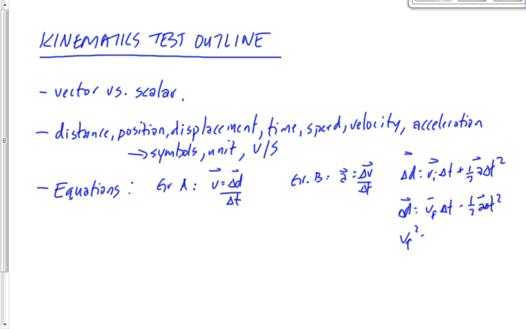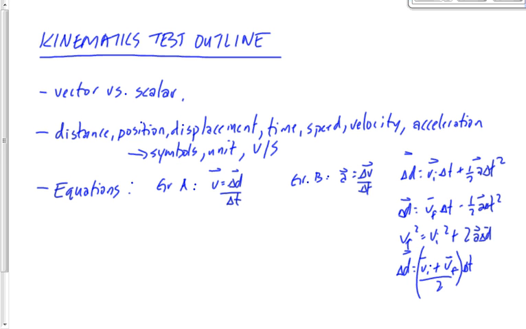v_f squared is equal to v_i squared plus 2ad. What's different about this equation? Solving for v_f, what does v_f stand for then? Final speed, yeah, not final velocity like it does in the other equations, final speed. And then finally, we've got d is equal to (v_i plus v_f) over 2 times t. We don't use this one a ton either, but we do from time to time.